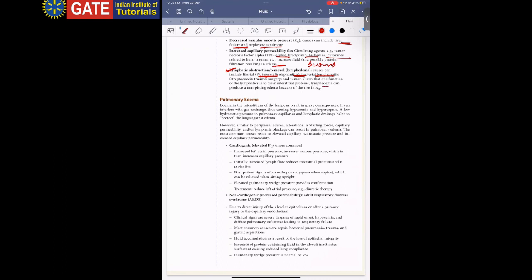So lymphedema ultimately will result in a non-pitting type of edema, because there is an increase in the oncotic pressure of the interstitial fluid.